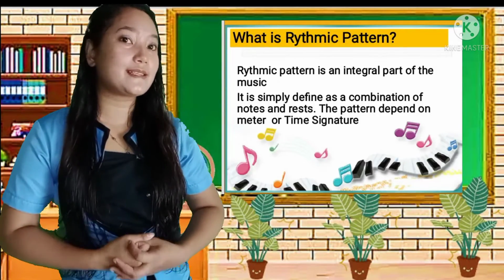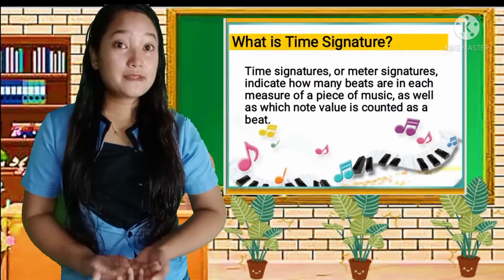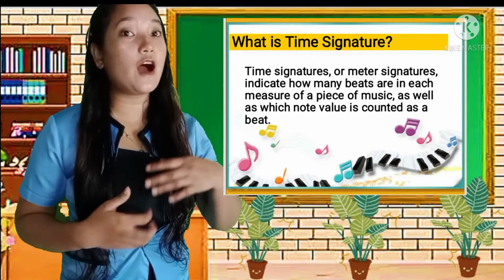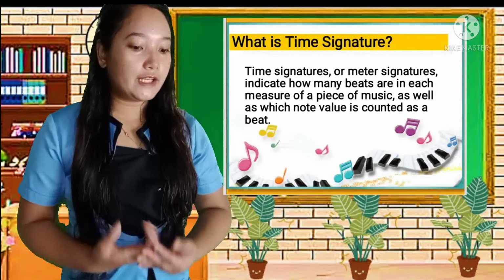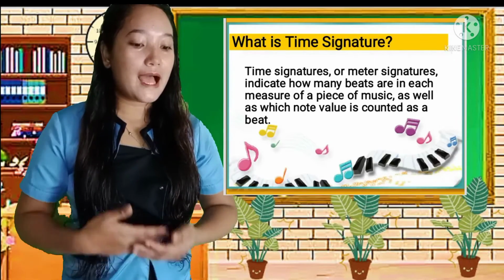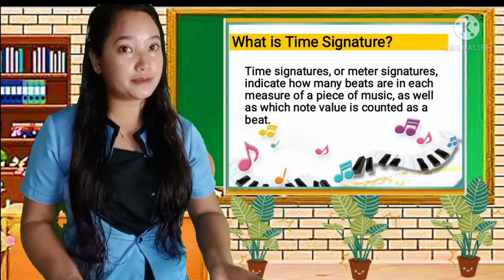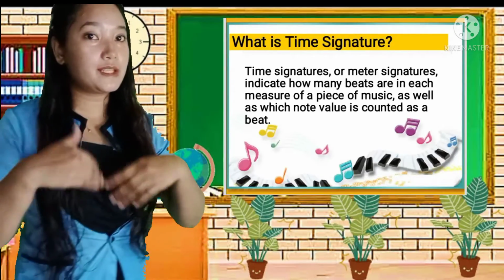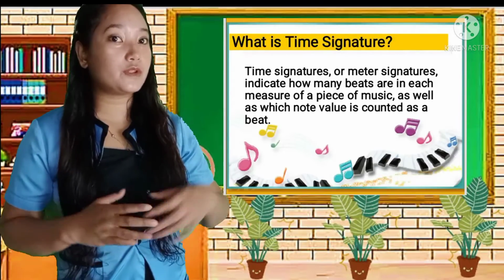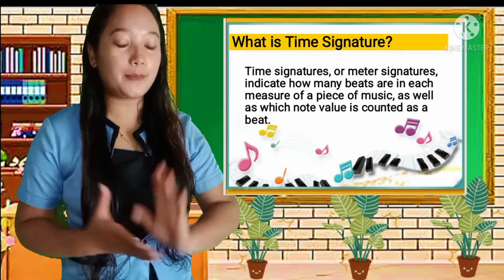So what exactly is a time signature? A time signature or pattern signature indicates how many beats are in each measure of a piece of music as well as which note value is counted as a beat. So it means that a time signature indicates how many beats are put in a staff or in a composition or in a musical piece.